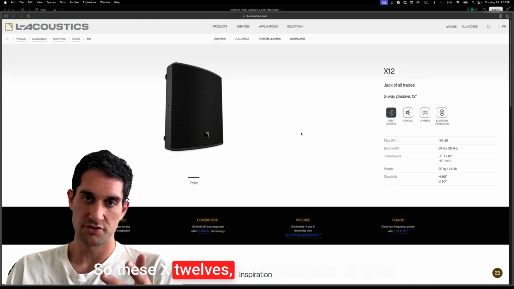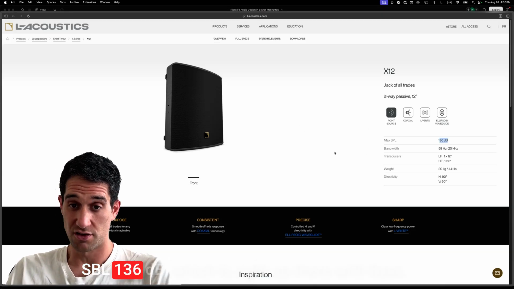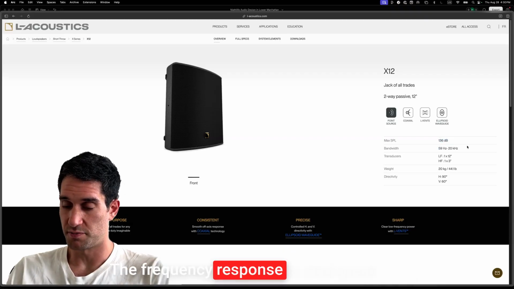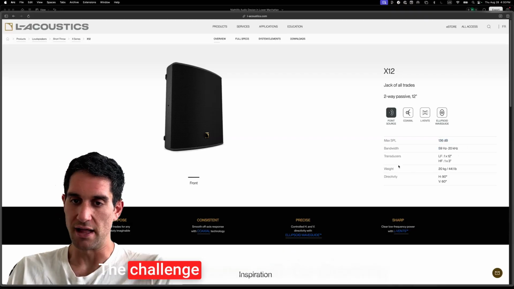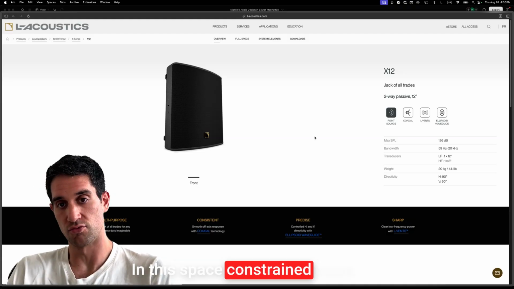So these X12s, when you look at even the website, they're very capable in terms of SPL, 136 dB, which is right up there with Syva. The frequency response is also great. The challenge comes with the directivity in this space constrained room.